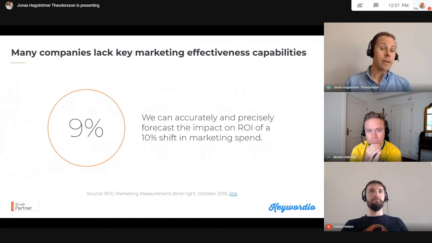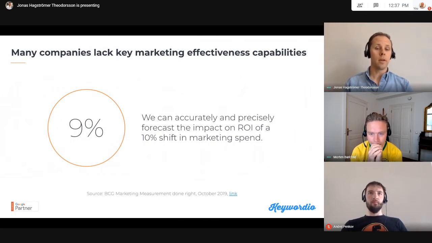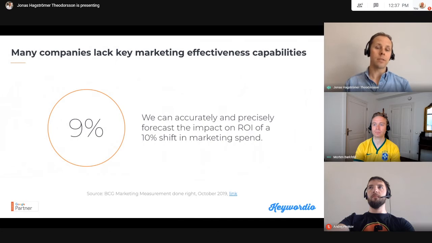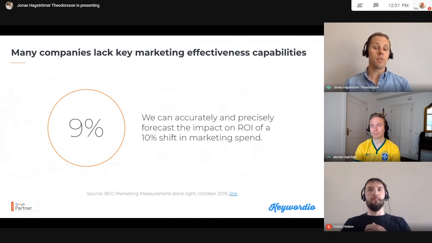And there's a really interesting study coming from Boston Consulting Group about marketing measurements done right. They have visited some of the most advanced companies, and they have done deep interviews with the CMOs on these companies. And there's only 9% of them who can accurately, precisely forecast the impact on return on investment if they shift the marketing spend with 10%.